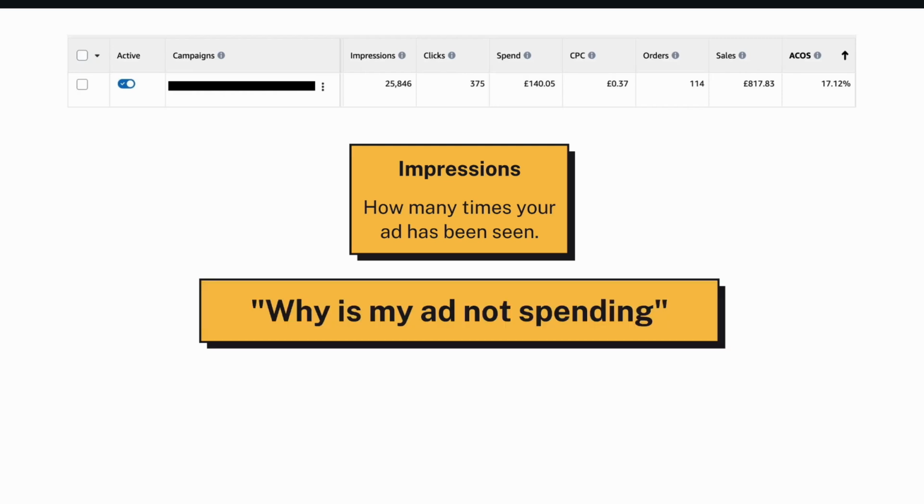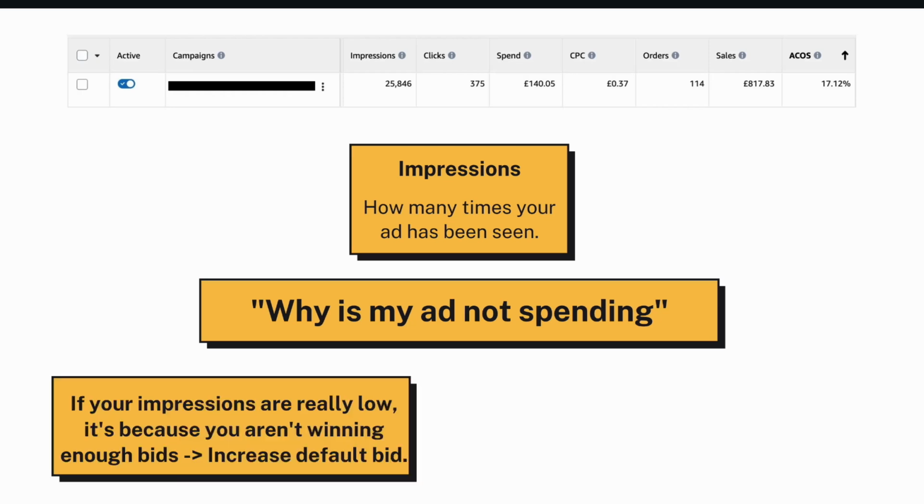Now, a big problem that a lot of people have when it comes to advertising on Amazon KDP is they'll say, okay, well, I've got my campaign set up, but why is my ad not spending any money? And you can use your impressions to understand exactly what's going on here, because if your impressions are really low, it basically means people aren't seeing your ad.